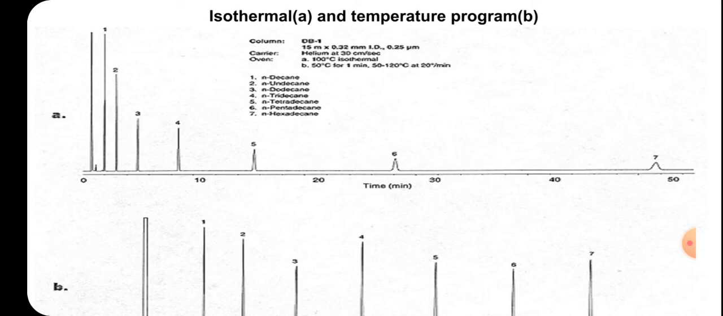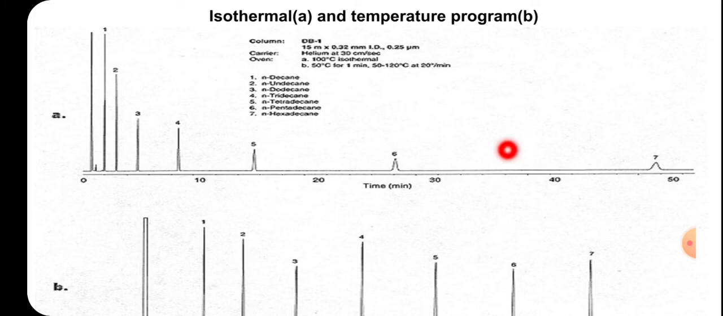For example, we can see here we have a column and the carrier gas is helium, flowing at 30 cm per second, and the oven temperature is kept at 100 degrees Celsius in case of this chromatogram A. You can see there are 7 components to be eluted in a particular sample, and it took almost 50 minutes. On the x-axis we have retention time, so it took almost 50 minutes to elute all these 7 components.